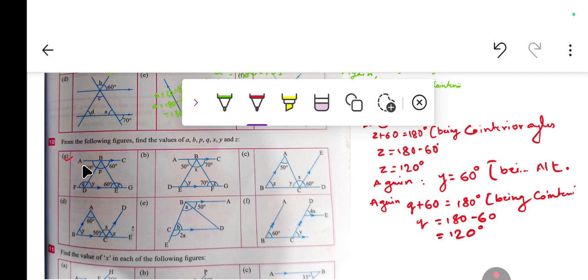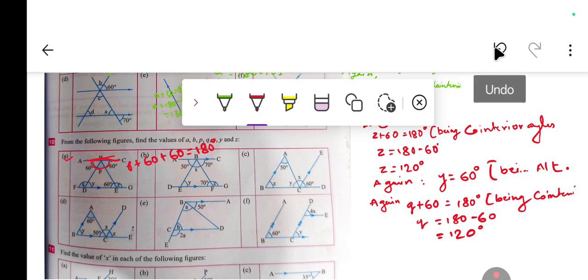What is left now? P. So you can find out p by making it a straight line. In a straight line, when you add all three angles given over here, the sum will become 180 degree. You can write p plus 60 plus 60 is equal to 180 degree, being straight angle. So in this way, question number 10a is solved.